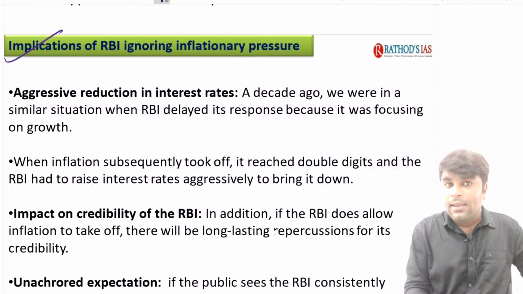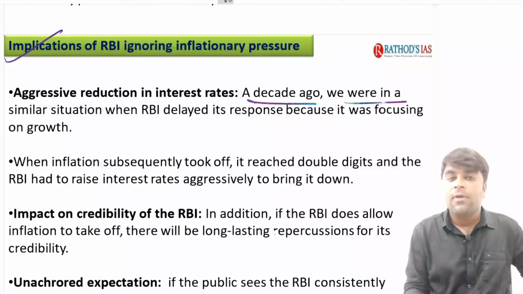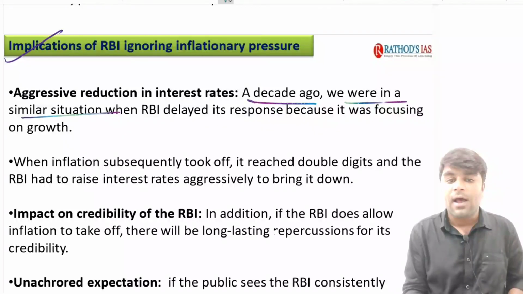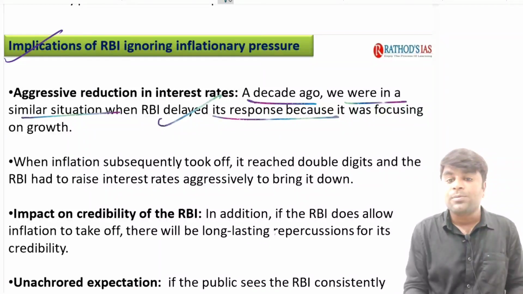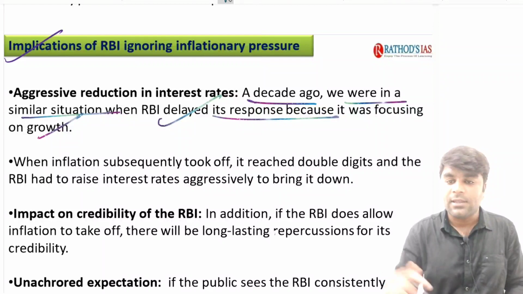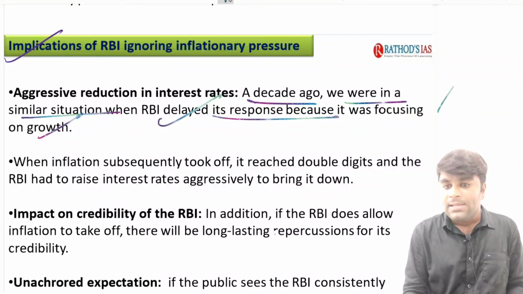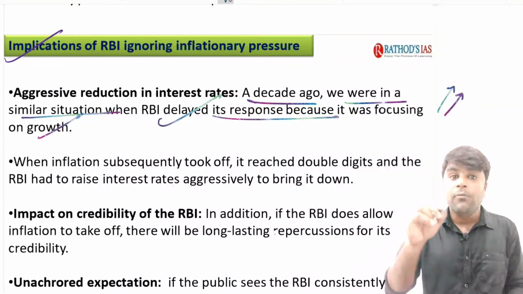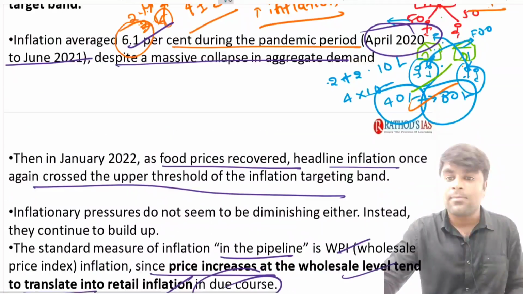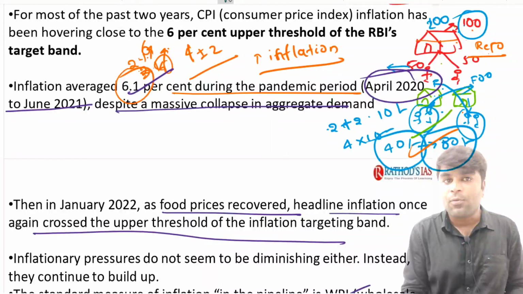See, earlier we have seen this kind of situation. A decade ago, we were in a similar situation where the RBI delayed its response because it was focusing on growth. I told you that enhancement of the money supply in the economy is needed. If we don't ensure the money supply, look at this example. If we ensure 100 rupees, the GDP of the country is 40. If we ensure 200 rupees, the GDP of the country becomes 80.